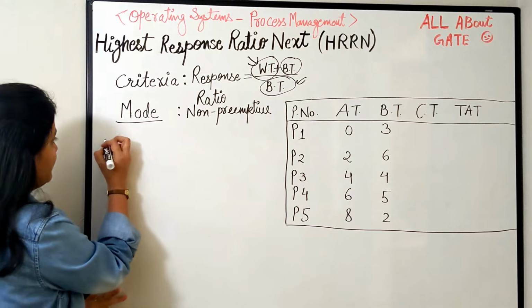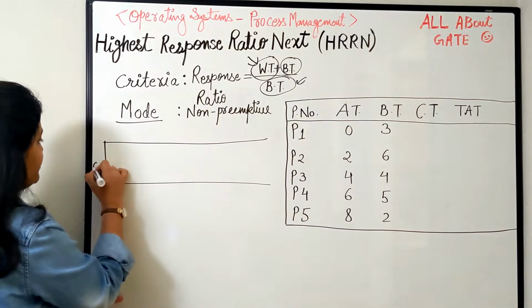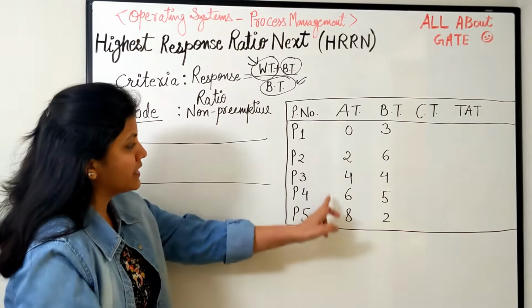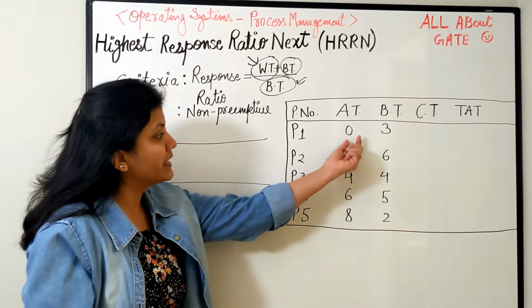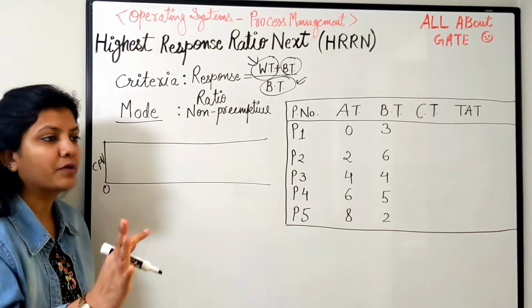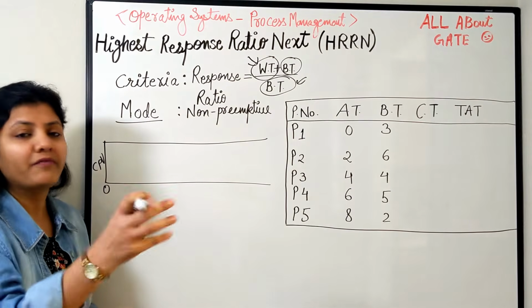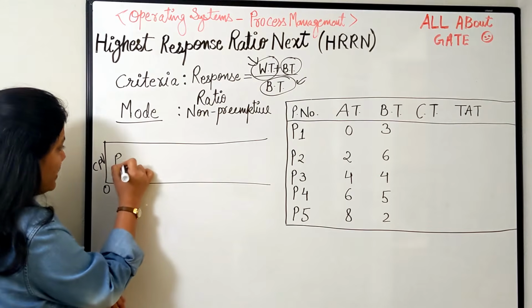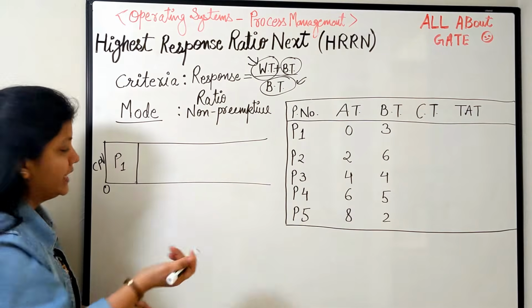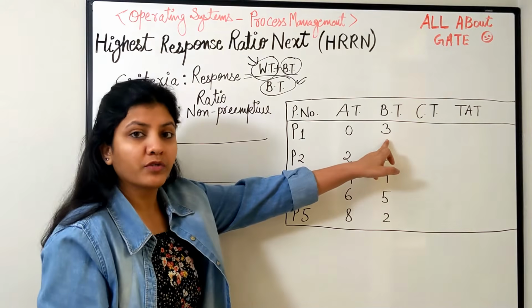So let's take a Gantt chart where we are going to schedule, and you will understand how to schedule based on HRRN. Here is your CPU at time 0. At time 0, we have process P1 available, whose burst time is 3, and that is the only process. When we have just one process, we don't have to look at anything; whatever process is available, if it is the only one, simply schedule it. So let's take P1 and schedule it. Because the mode is non-preemptive, once we schedule it, it doesn't get preempted. So for 0 to 3 we have scheduled the process.